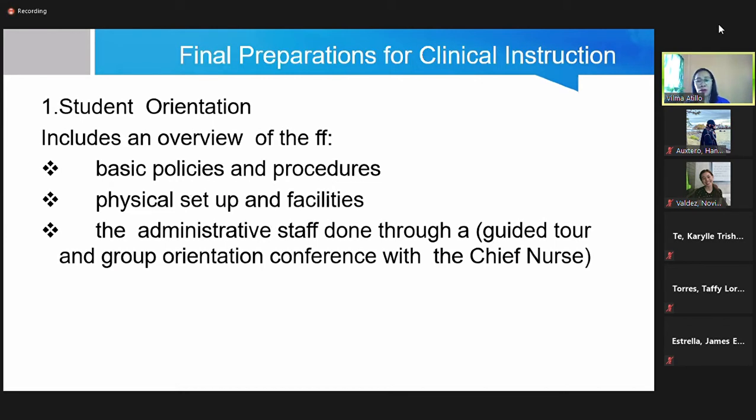Okay. Next, we have the final preparation of clinical instruction, the student orientation. Okay, before you, even if you are not having your duty, you have your orientation in SPC, right? Nag-undergo ng orientation, wala. Hello? Did you join with the orientation? Yes, ma'am. Okay, very good. In the clinical setting, if you cannot join the orientation, you will not be accepted in the duty. Take note of that, ha?